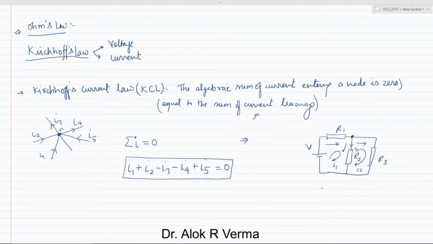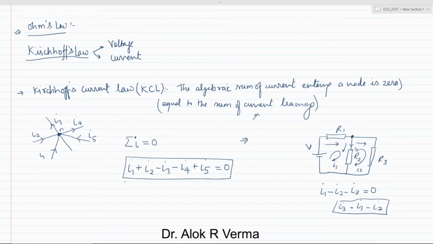So the total current I1 is entering, and the currents leaving have to be taken as negative, and the sum has to be equal to 0. It means I3 is nothing but I1 minus I2. Whatever current is coming here is going here and going here, so it is getting divided.